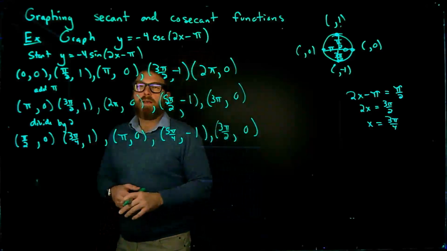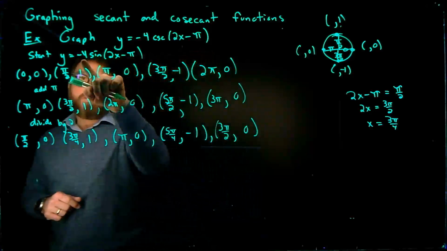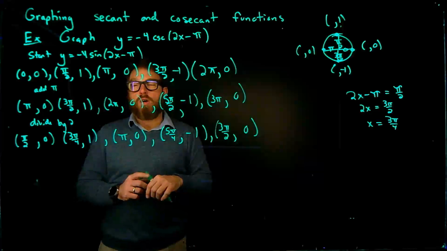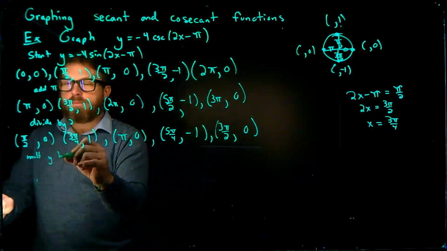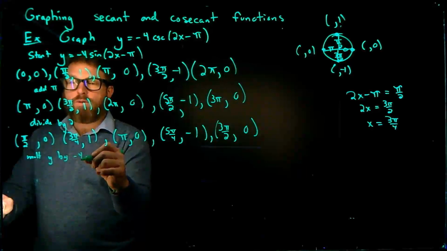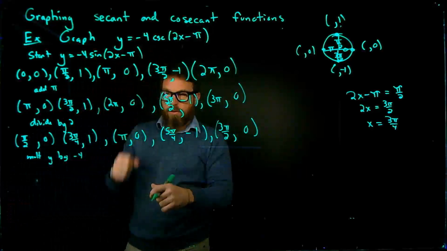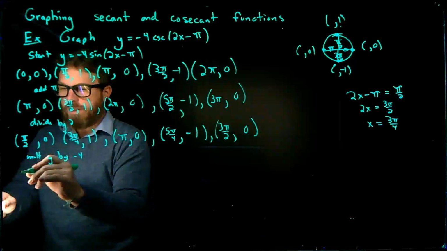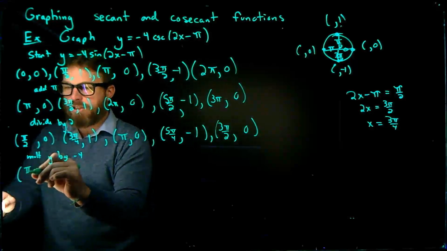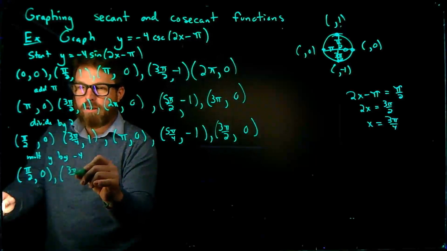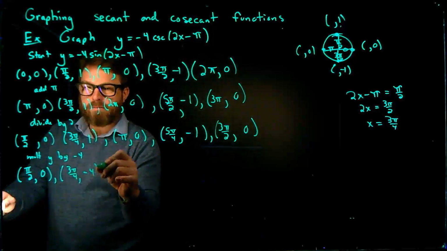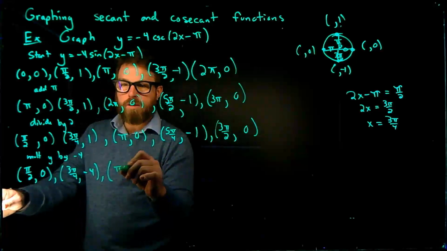Okay. Now the last thing I have to do is multiply all the y's by negative 4. So multiply y's by negative 4, which means it's going to stretch it and flip it over the horizontal axis. So in this case, the x's are unchanged, but multiplying everything by -4 is going to do this.